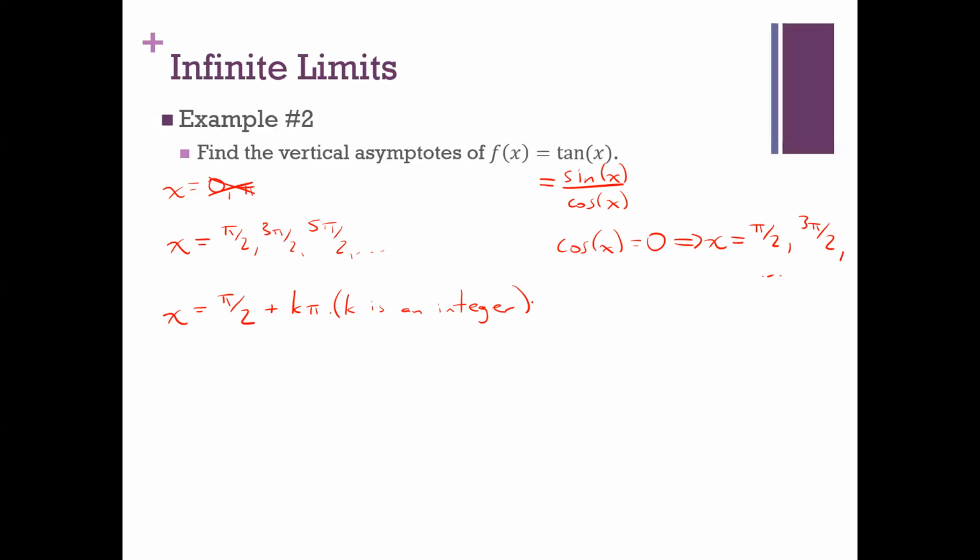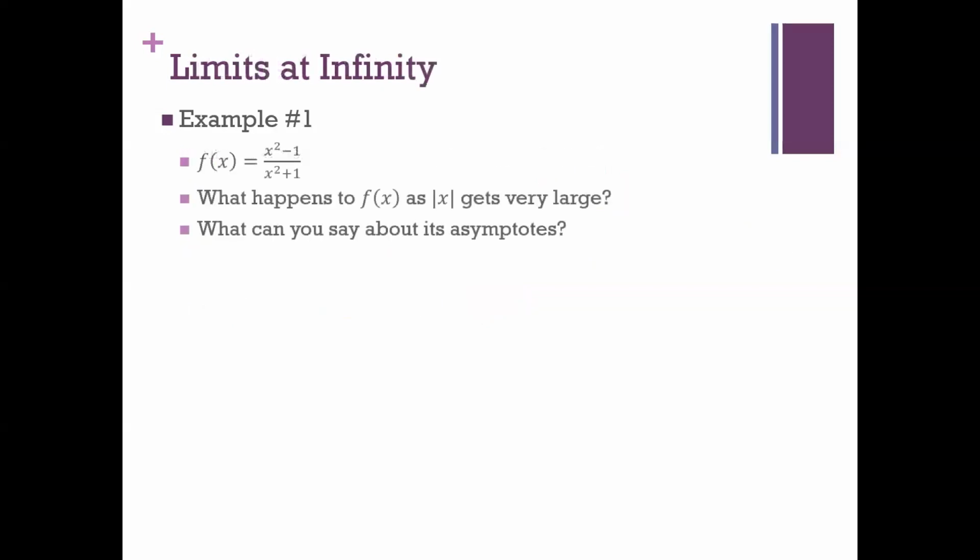Did you get arbitrarily high or low, depending on where you are? Yeah, this trig function has an infinite number of vertical asymptotes. How about this one here? So I got a couple different questions here. What happens to f of x as, the way I worded this was the absolute value of x is very big. So as I have very large positive numbers and very small negative numbers.